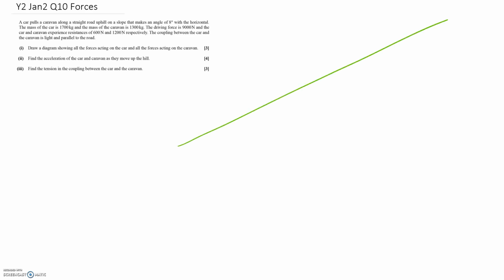Okay, so let's draw the diagram. This is the slope. The angle is 8 degrees. That's actually a lot more than 8 degrees, but I always think it's a good idea to make the angles on the sketch quite big, so it just makes it easier to draw all the forces. So that's the caravan.